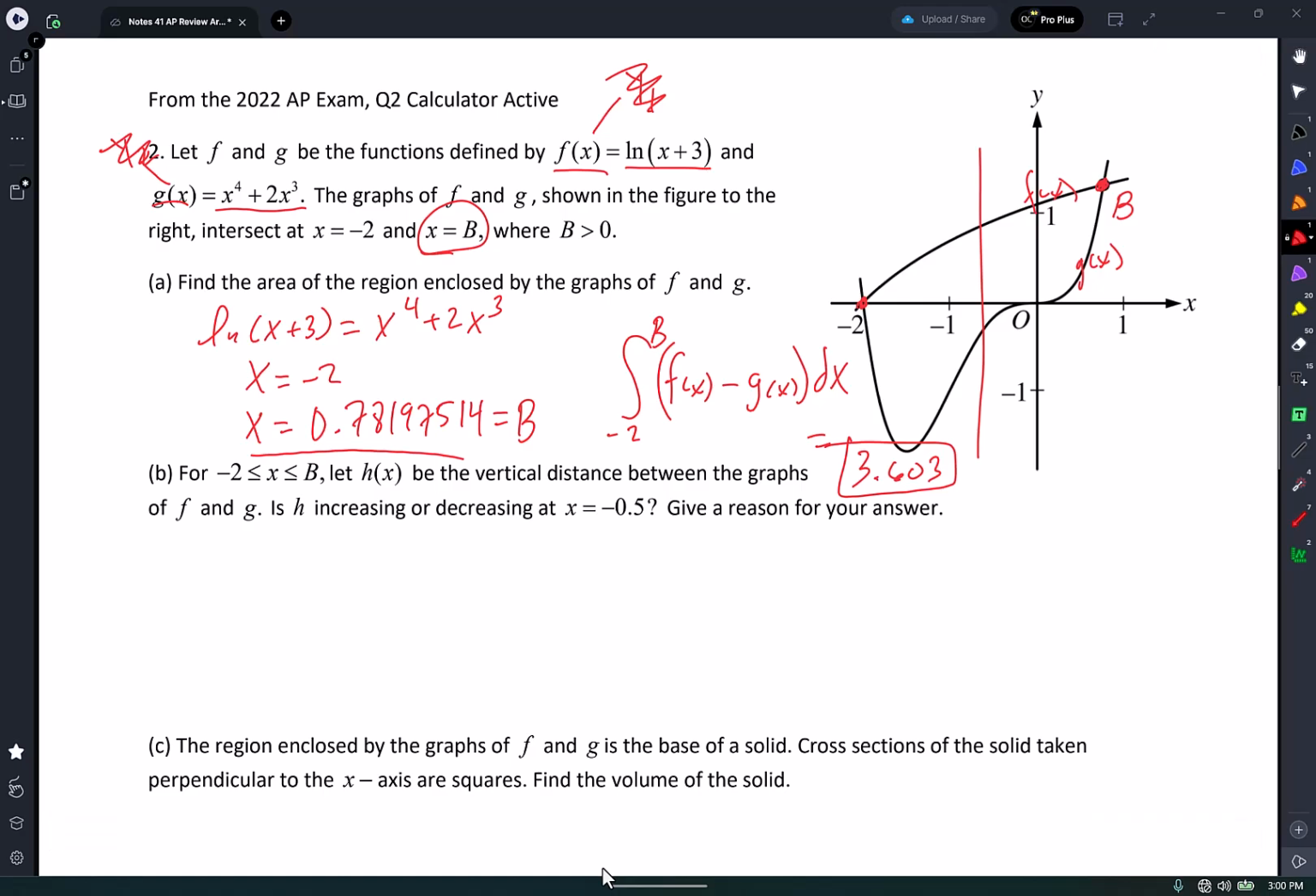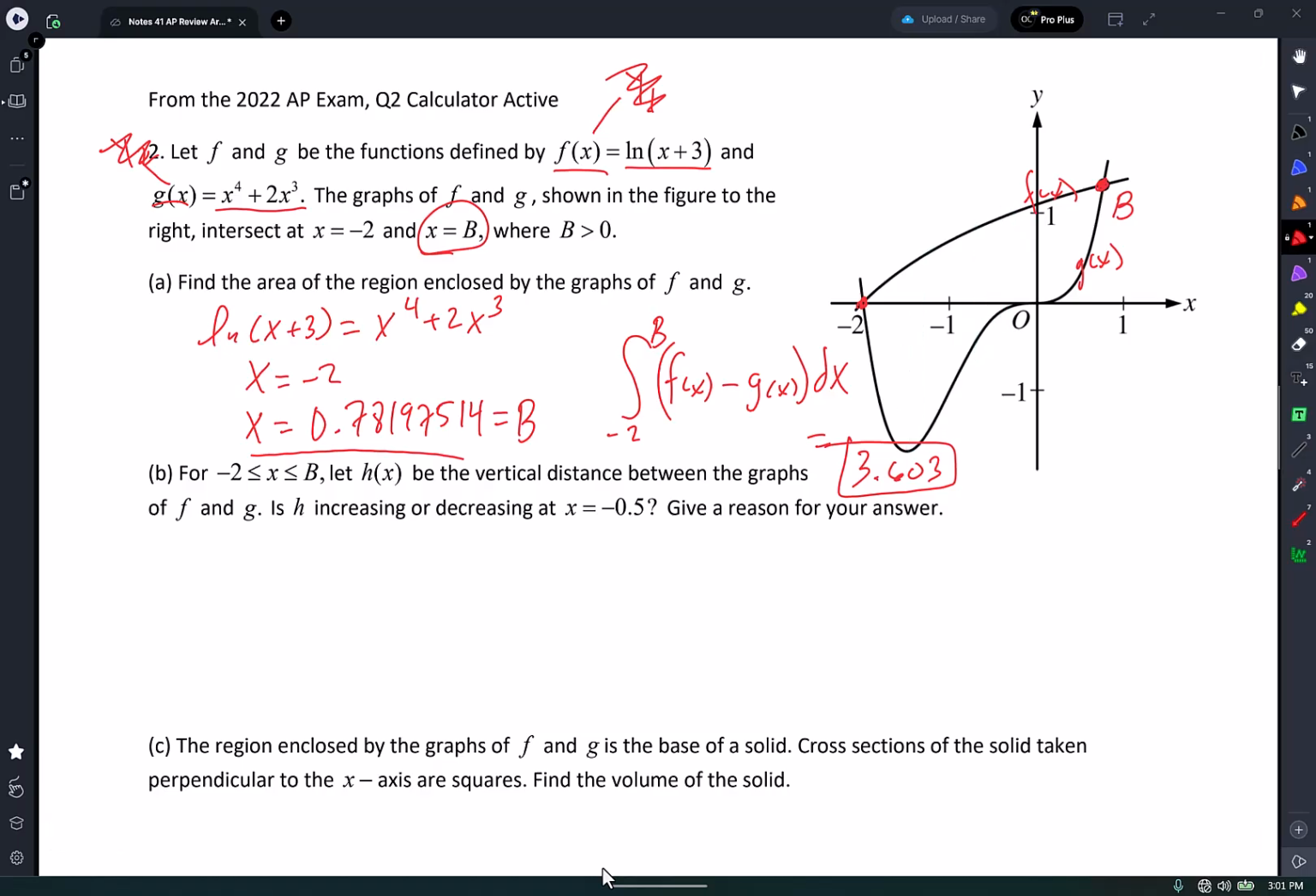Between -2 and B, let h of x be the vertical distance between the graphs of f and g. Okay. It can be any vertical distance. That's the biggest. Is h increasing or decreasing at x equals -0.5? Here's the reason for your answer. Okay. I love it. Vega loves it. You love it.